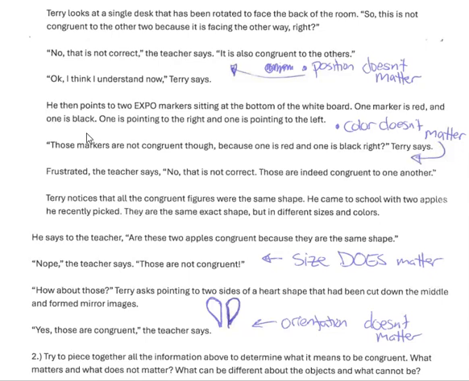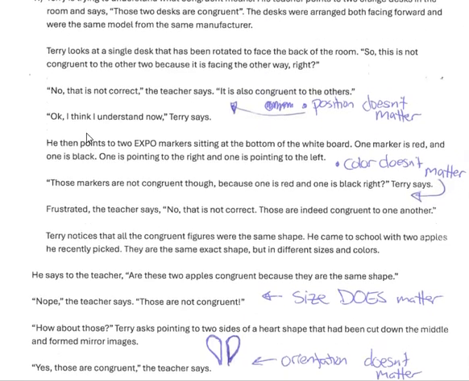Now, it says try to piece together all the information above to determine what it means to be congruent. What matters and what does not matter? What can be different about the objects and what cannot be different about the objects? So the first one, it sounds like when one of the desks was rotated backwards, that didn't matter. So it seems like the position does not matter, like it could be at a different position. Then he has the markers and they're two different colors and they're still congruent. So it seems like the colors don't matter either.